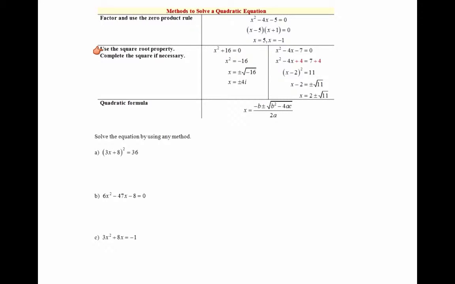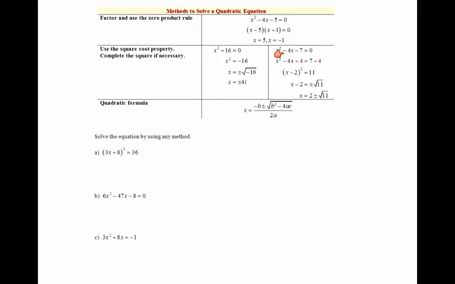We looked at the square root property. So if I have x squared plus 16, I can isolate the x squared and take a square root of both sides and put a plus and minus right in front of that. So in this case, x squared is equal to negative 16. X is equal to plus and minus square root of negative 16. So x would be equal to plus and minus 4i. This would be an imaginary number.